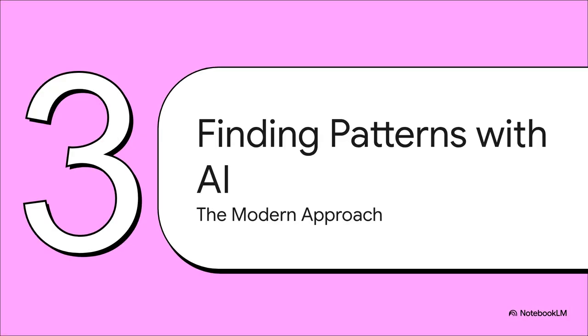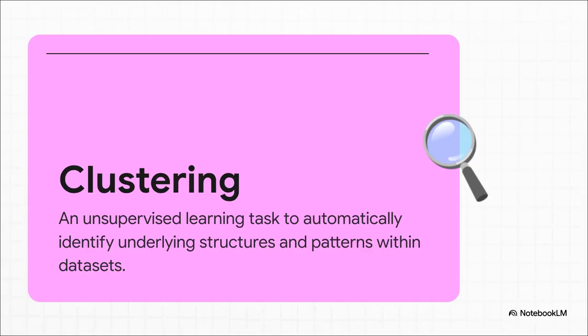Those limitations of the old school methods, they basically kicked the door wide open for a brand new approach, finding patterns with AI. And the key technology here is something called clustering. Now, the magic word is unsupervised machine learning. And that's kind of mind-blowing when you think about it. It means you can just hand the computer a giant, chaotic pile of data and say, you figure it out. And it does. It finds all the natural hidden groups all by itself.